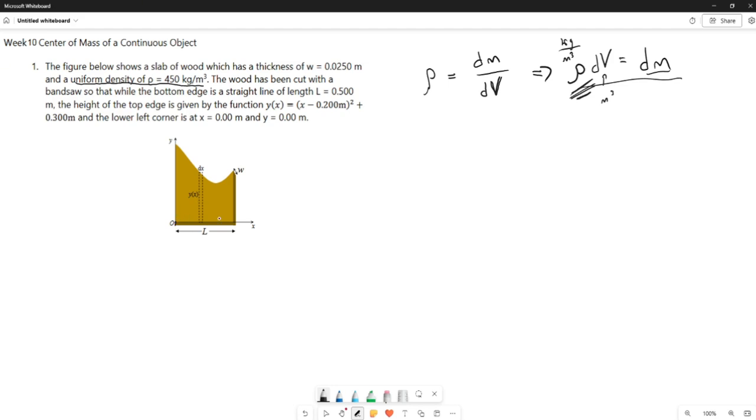In this case, we're looking for the center of mass of this object, which is aligned with the x-axis like so, and the y-axis like so. This height, which changes with respect to x, is a function of x, the way it's lined up with the coordinate axes, and is then equal to y of x, which is given. And we also need that.